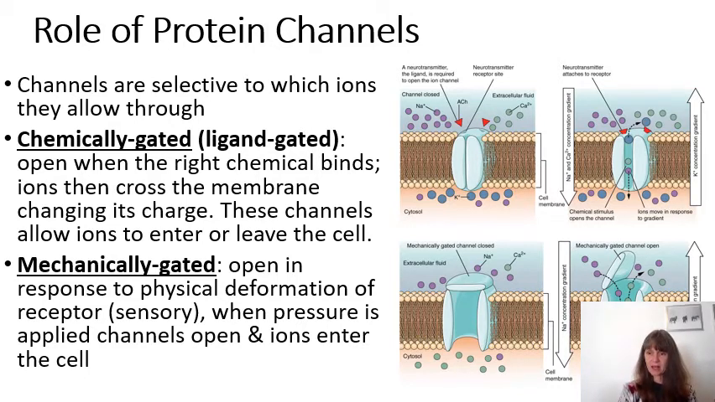Mechanically gated channels will open when there's some kind of physical deformation, such as pressure, that can change the shape of the protein that will allow these channels to open or close, again allowing ions to enter or leave the cell. Here we see an example of this on the lower right-hand side of the slide.